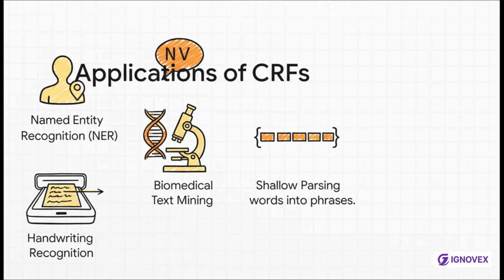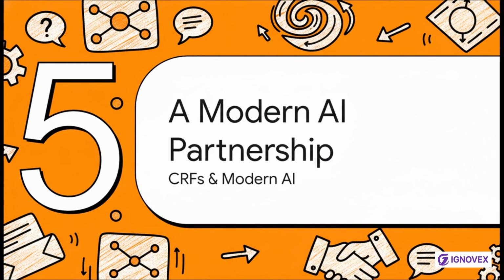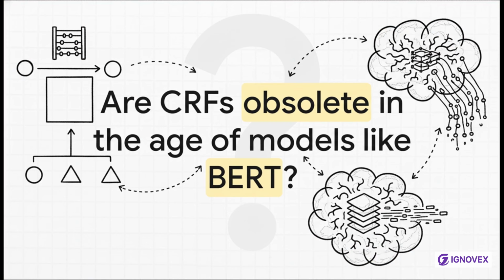even to help computers read handwriting from old scanned documents. Pretty versatile, right? All right, so at this point, you might be thinking, okay, I get it, but what about all the modern AI? BERT, GPT, all these giant language models. Haven't they just made CRFs obsolete? And that is an excellent question. The answer, though, is really surprising. It's all about teamwork.